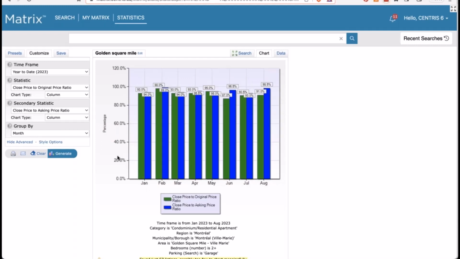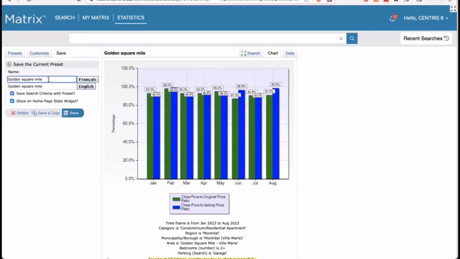All right, so that was that question. So somebody's asked me, can you save your searches? So I think I responded to that before I read your question here. So of course, you can go here and save. I can say golden square. So I can do ratios, so ratios sold versus asking. So you can give it a different title here.